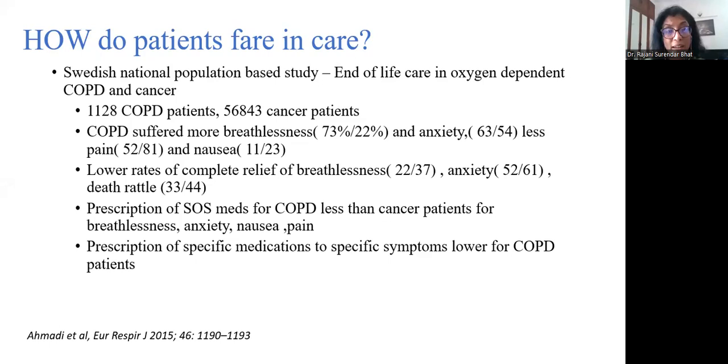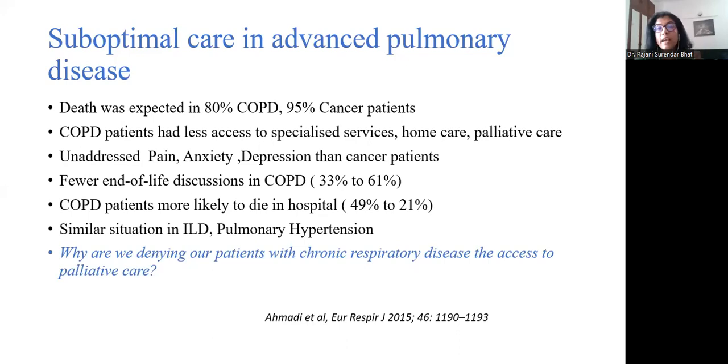And this is the kind of misinformation or misconception that we're trying to address now in our palliative care community, as well as the overall physician and pulmonologist community. So we've seen suboptimal care in advanced pulmonary diseases across the board in multiple countries which have robust systems. Even when death is expected, these patients are not given referrals to specialized services. They're not referred to palliative care. They're not referred for hospice care. And they are more likely to die in hospital.